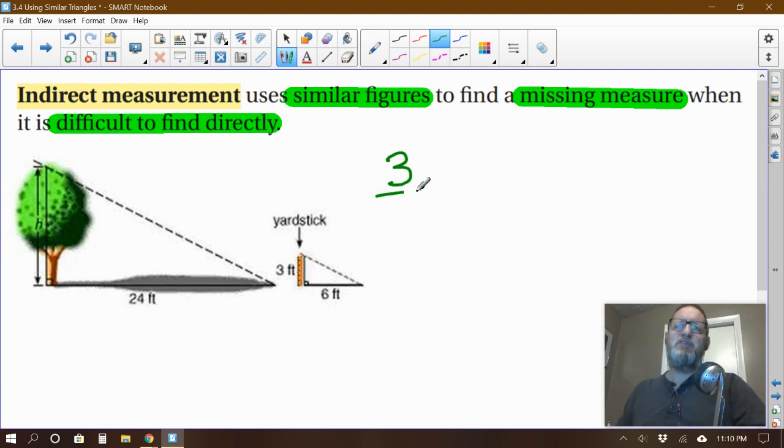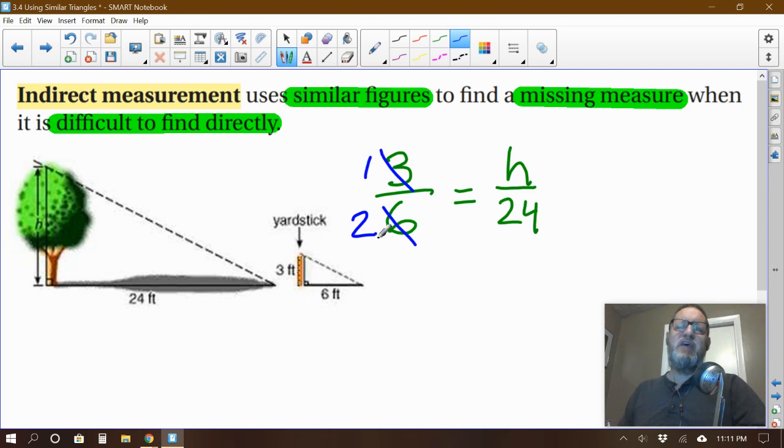So the 3 foot yardstick, I'm going to make a proportion here, makes a 6 foot shadow. So there's my first ratio, and it's equal to, oh, but here's the thing we don't know, its actual height over its 24 foot shadow. All right, let's solve this. Well, 3/6 is 1/2. So 1 is half of 2, and 3 was half of 6. So what number is half of 24? Yep, 12. So it looks like this tree is 12 feet tall.